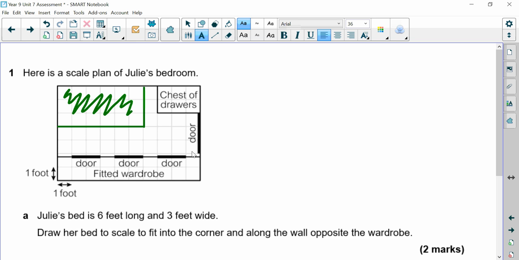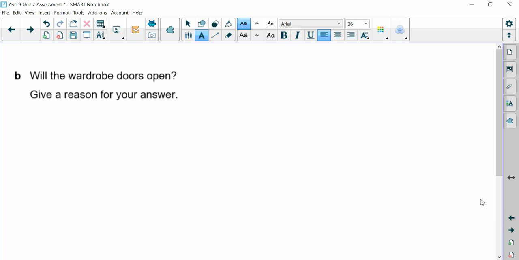The only one that could be tricky is having this door and this door open at the same time, by the looks of it. If you open this door here and get it as far open as it will go, it'll be 2 feet long. It'll get to about here. It's not even going to quite reach the bed. The same here. There's no problem apart from this door. So actually, yes, the doors will open.